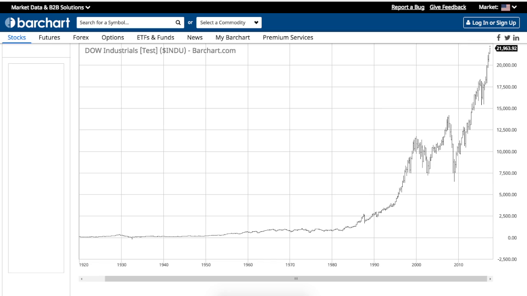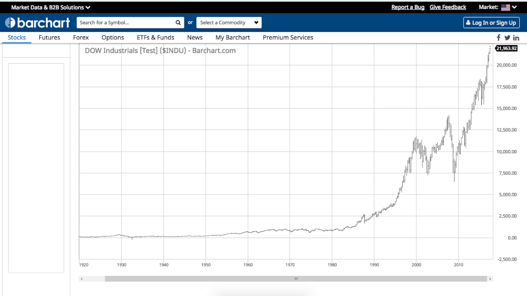So first of all, I'm going to show you a normal chart or linear chart, the chart that most people look at of the Dow Industrial going back to 1920. And it's a quarterly chart. And it looks like a massive blow-off bubble. And I'm not saying that the Dow is in a bubble right now, but look at this.